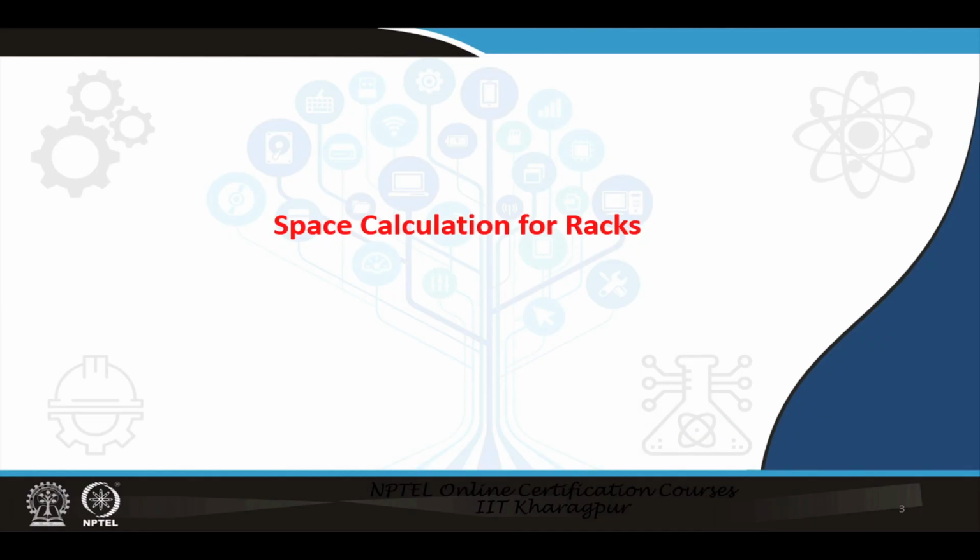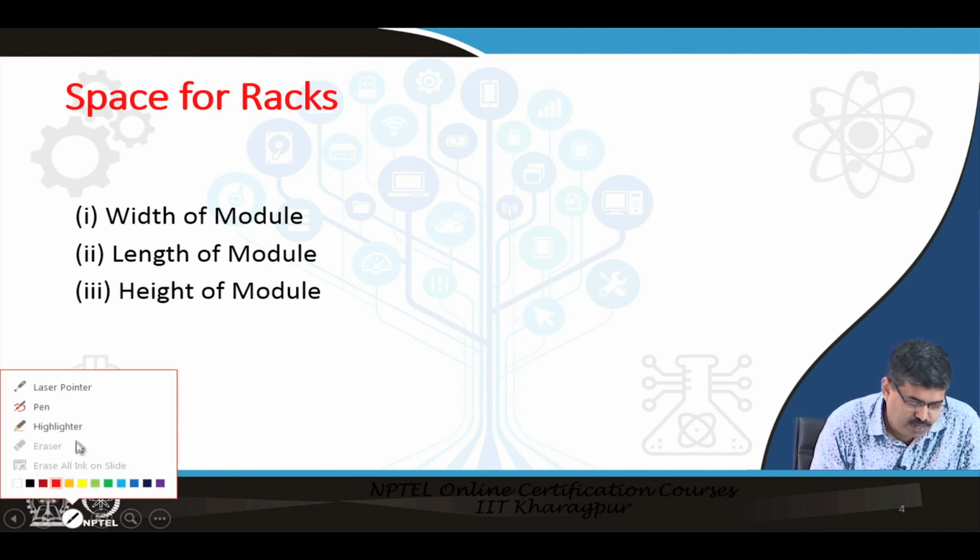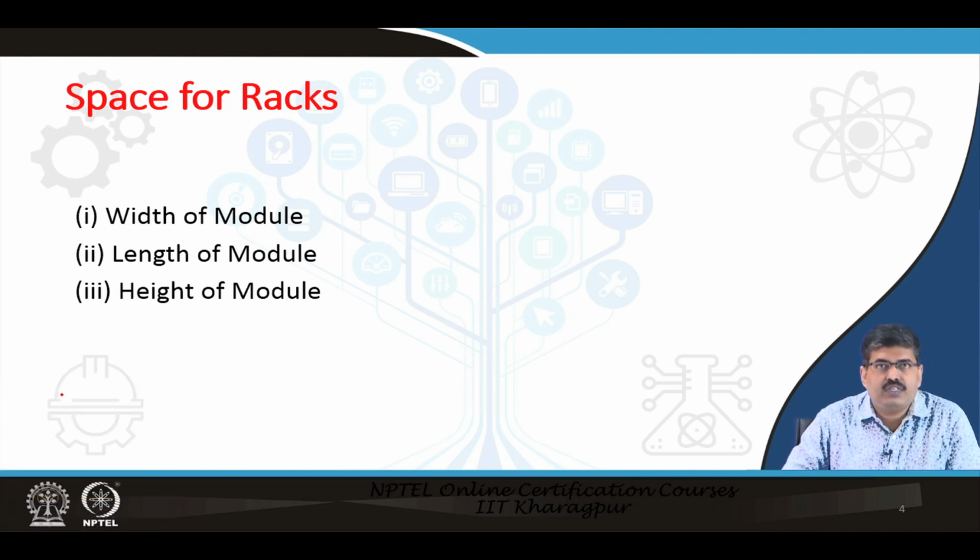Okay, so let us move on. Today we will calculate, as I said, the space calculation for racks. Space calculation for racks has these dimensions: one is the width of the module, the length of the module, and the height of the module. Now, what does this mean actually? Let us see. It is very, very simple.